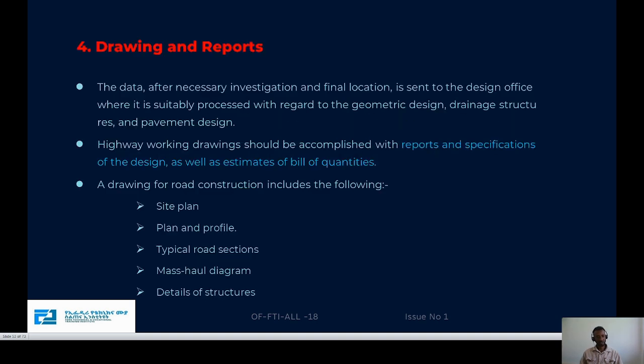And the other part is the drawing and report. After we place the final locations, the data is sent to a design office where it is suitably processed with regard to the geometric design, drainage structures, and the pavement design. So different disciplines will be conducted. However, highway working drawings should be accomplished with the report and specification of the design.